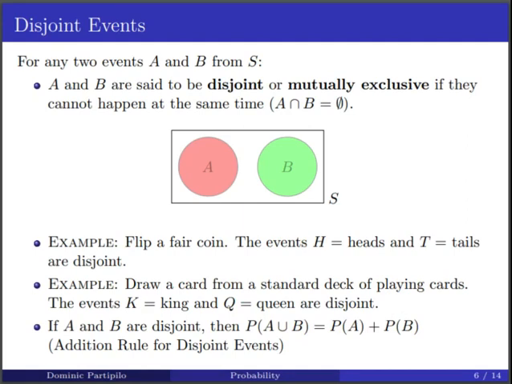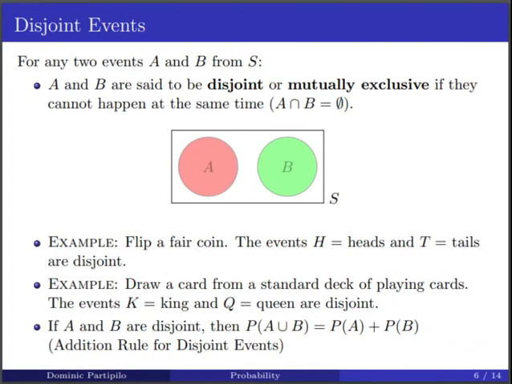But if you said, for example, let's let K equal king and the letter D equal diamonds, then is it possible to draw a king and a diamond at the same time? And the answer is yes. You could draw the king of diamonds. So in that case, king and diamonds aren't disjoint events. But in the example here, king and queen are disjoint events. So they're disjoint again because they can't happen at the same time.